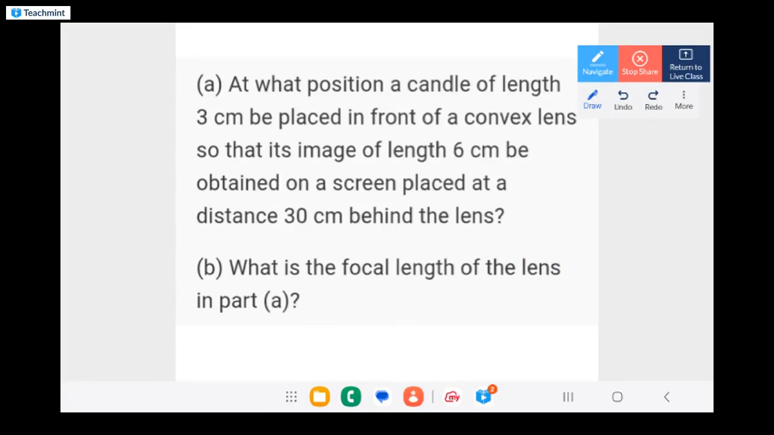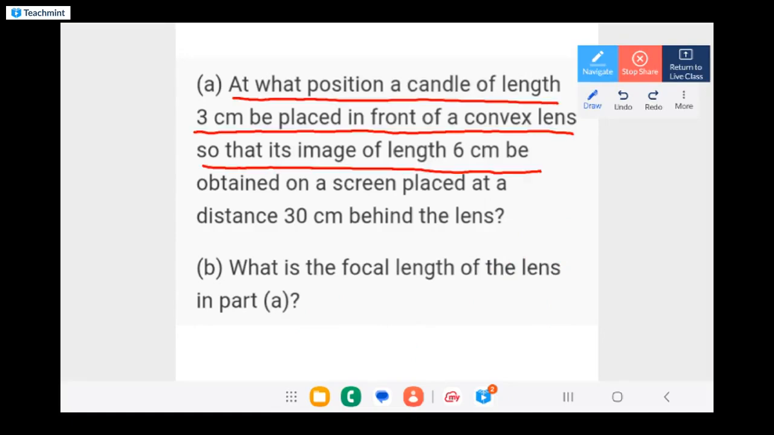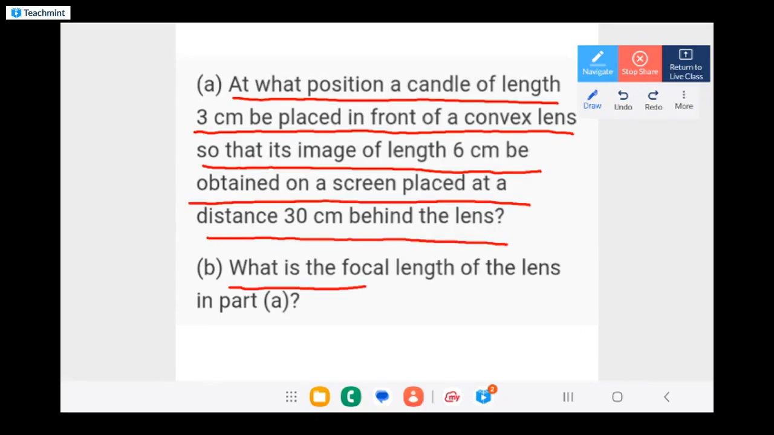At what position should a candle of length 3 centimeter be placed in front of the convex lens so that its image of length 6 centimeter be obtained on a screen placed at a distance 30 centimeter behind the lens? The question related to it is also supposed to find what is the focal length of the lens in part A. Okay, so let us see all the information given.